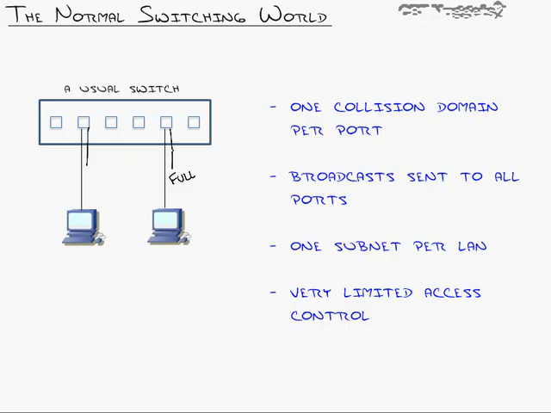That's a huge stride forward from the hub world, where only one device plugged into the hub could send or receive at a time. Notice I said send or receive. That's the half duplex world. Second piece of the switch world is that we have broadcasts sent to all ports by design. When this computer sends a broadcast into the switch, the switch will send it out every single port except the port it received it on, and all the devices will receive it.